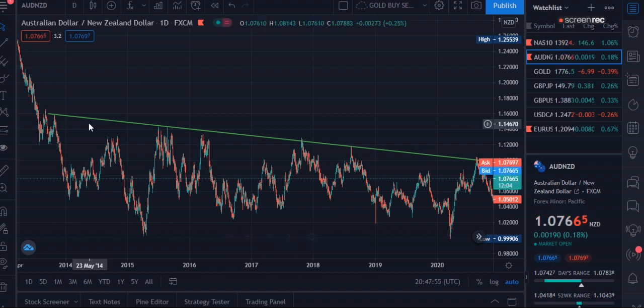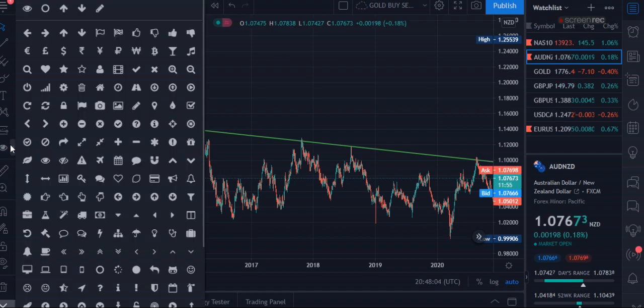So you draw in your trend line like this. The first touch was here. Let me represent this with something. Let me see. Let me get this one.